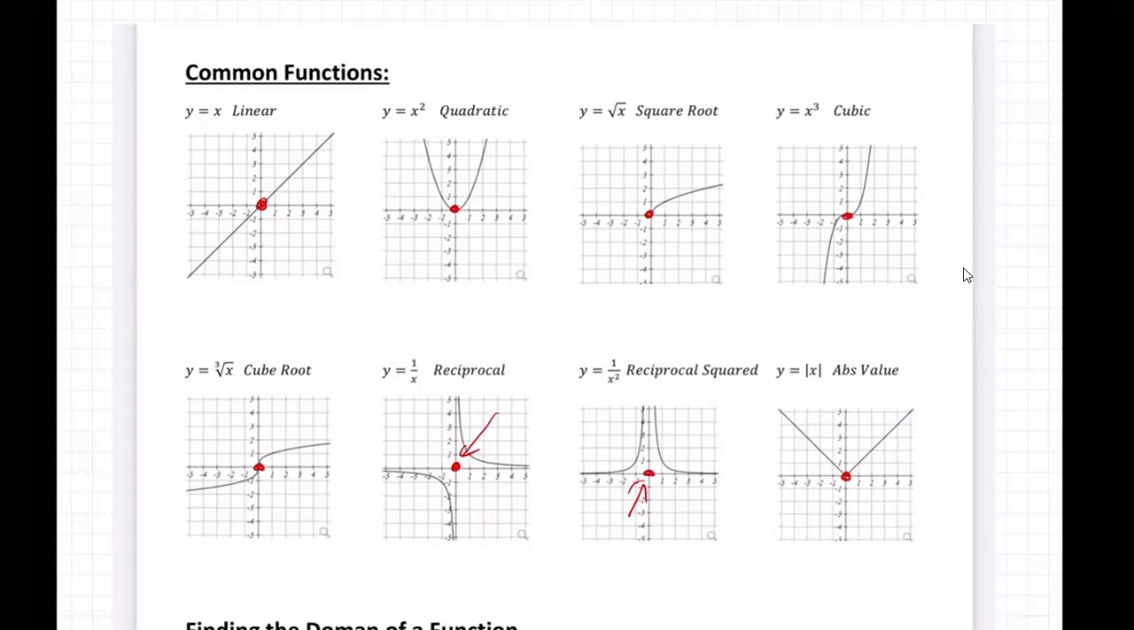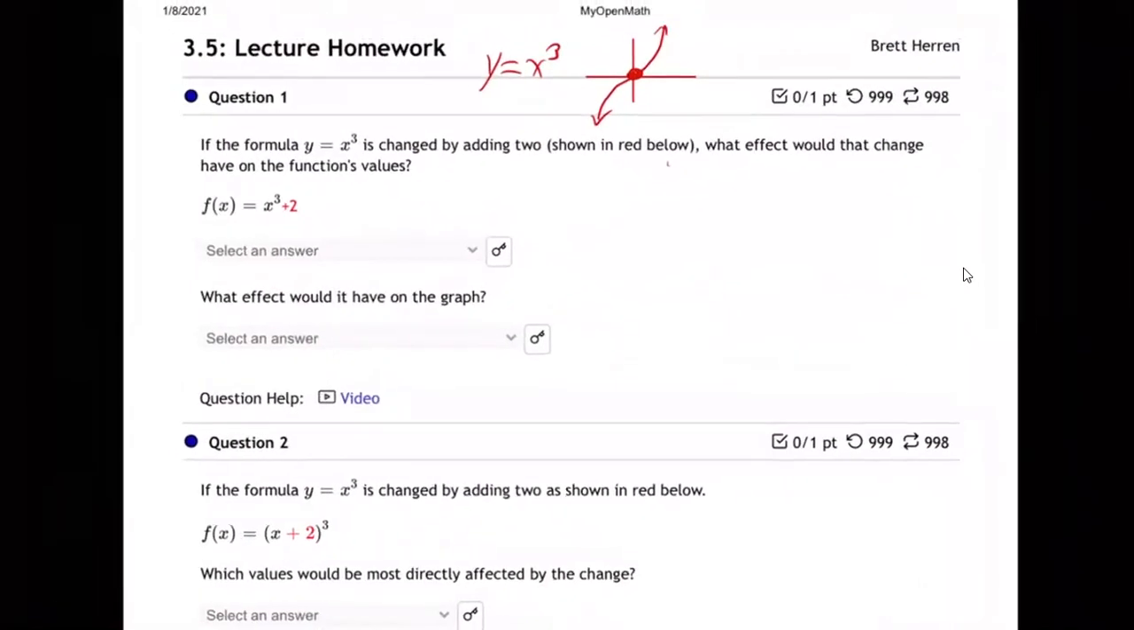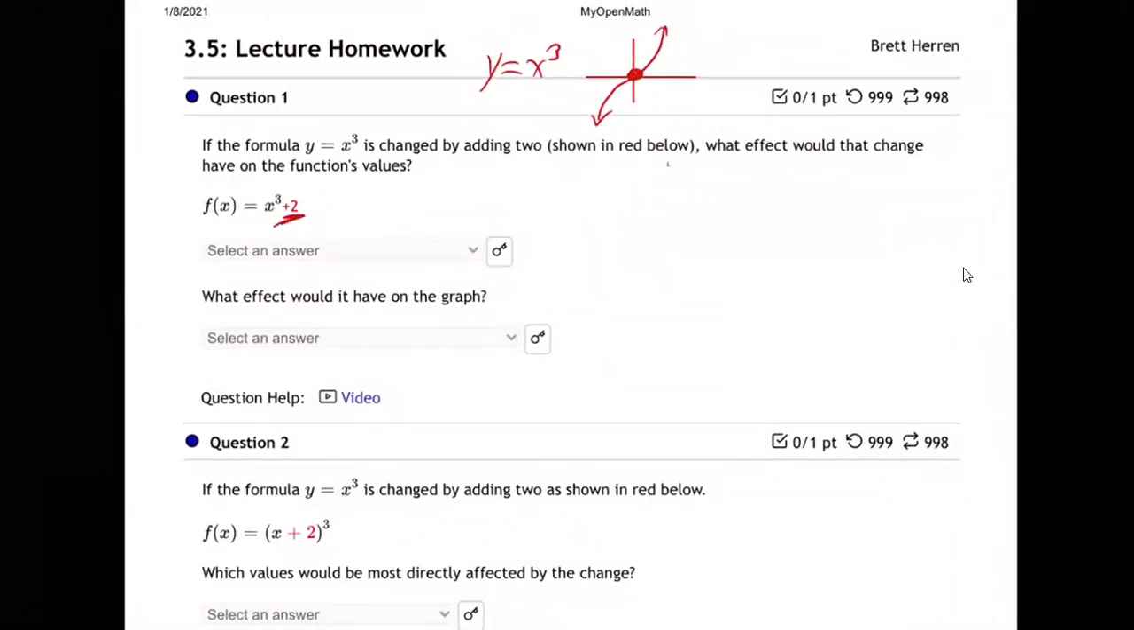But now we're going to add numbers and subtract numbers and multiply numbers and divide numbers. And it's going to move these graphs around. It's going to stretch them. When you put negatives in there, it's going to flip them. So we're going to learn about how graphs move when you do different things. So first off, what happens if you add 2? Well, I bet you can guess.